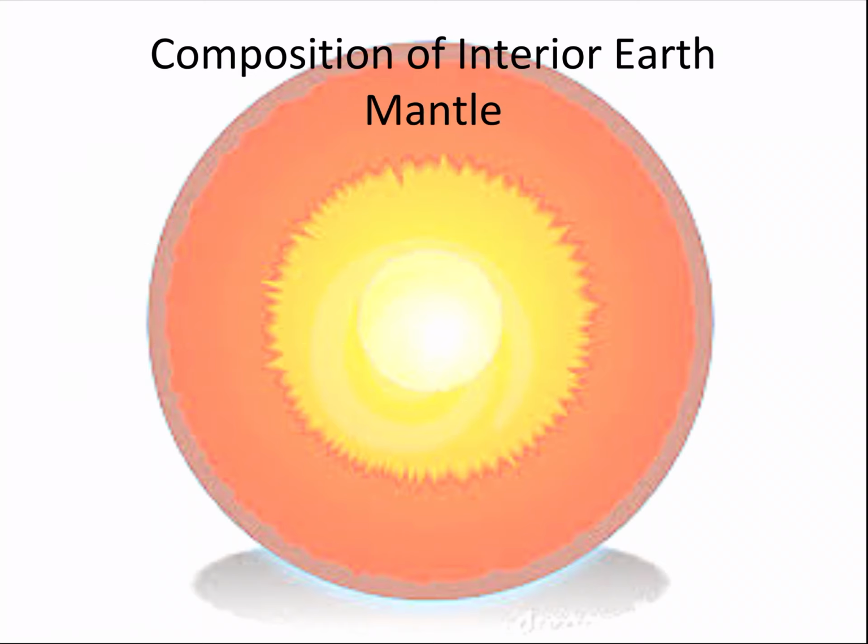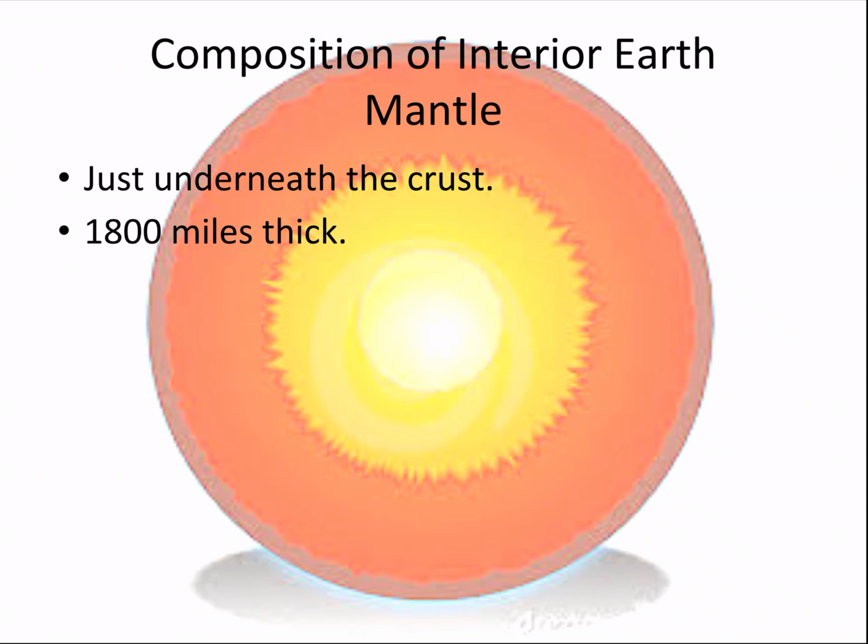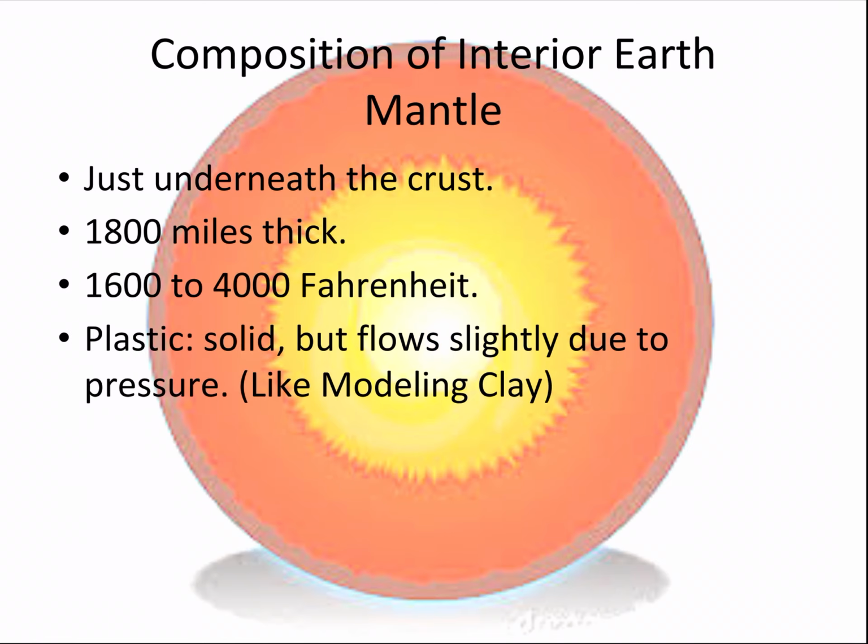All right, and then the mantle becomes a lot thicker. So it's underneath the crust. It's 1,800 miles thick. It gets a lot warmer, up to 4,000 degrees. And our important part is the mantle is this term that we call plastic. It's kind of like modeling clay. So it's a solid, but it can flow slightly due to the heat and the pressure that's there.